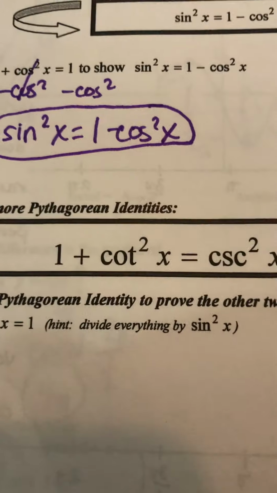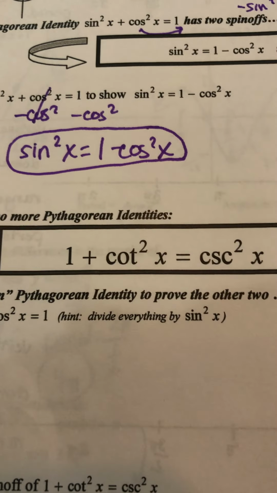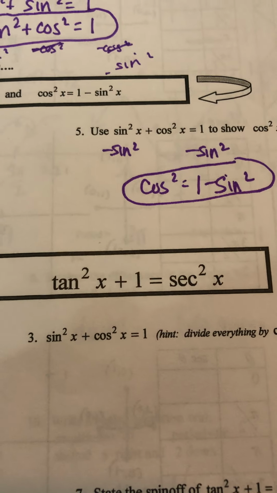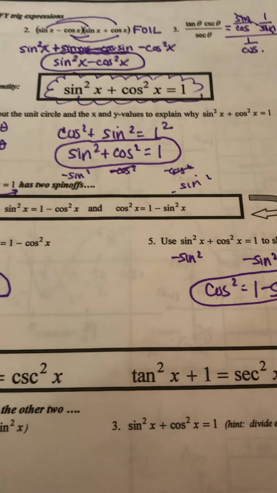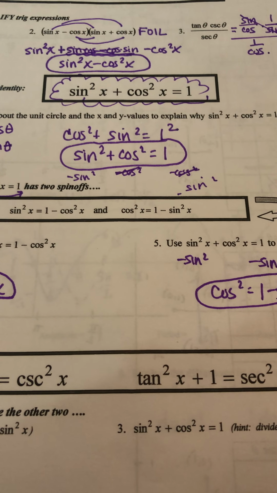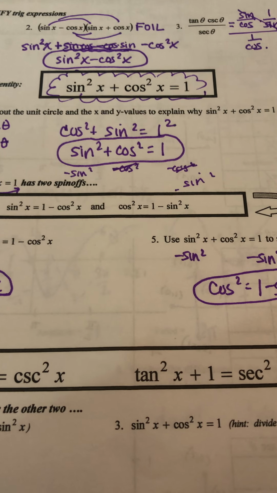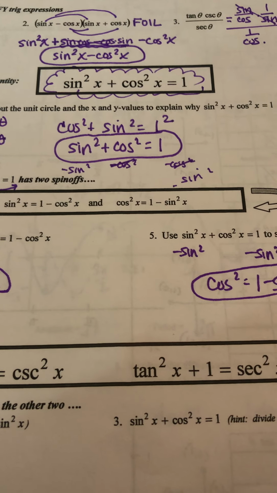There's two more versions of this Pythagorean identity, and they look different. 1 plus cotan squared equals cosecant squared. Tan squared plus 1 equals secant squared. But we're going to show that those are just different versions of the main Pythagorean identity. Sine squared plus cosine squared equals 1.